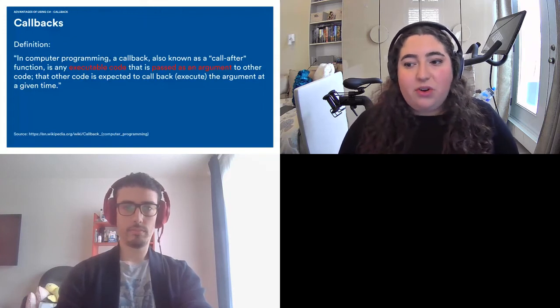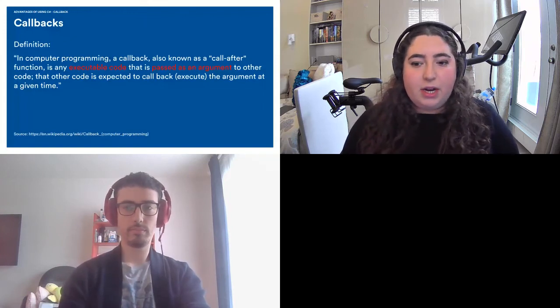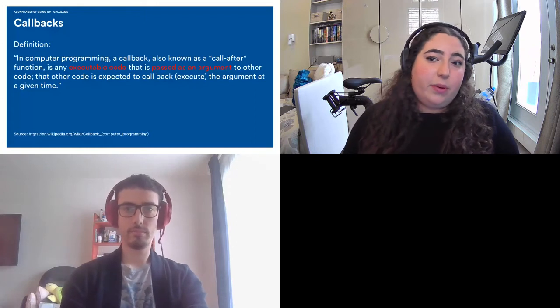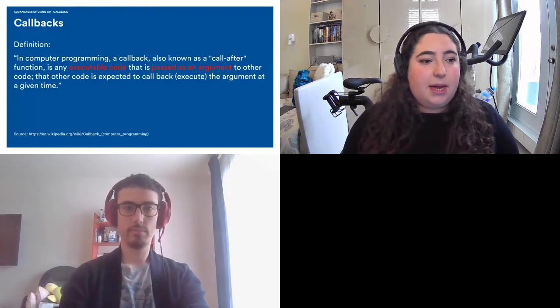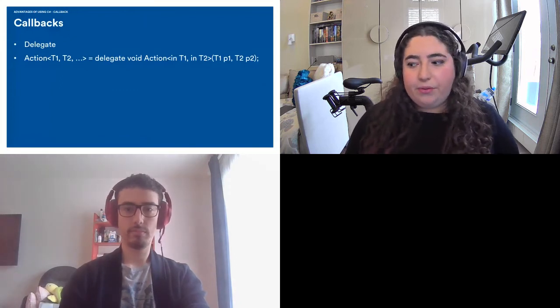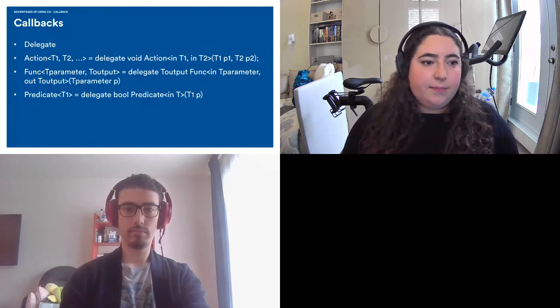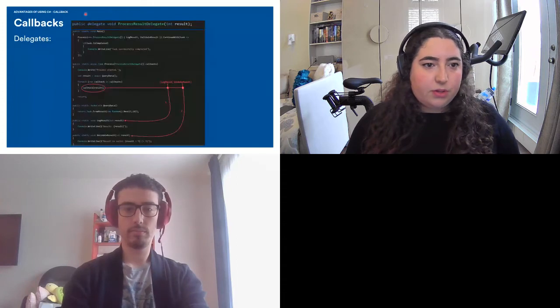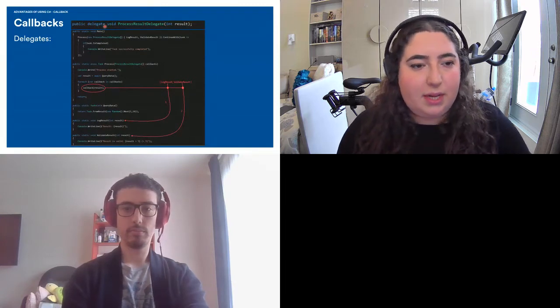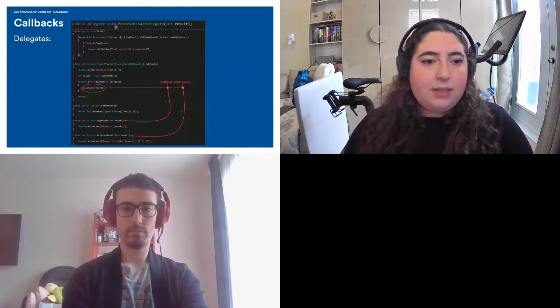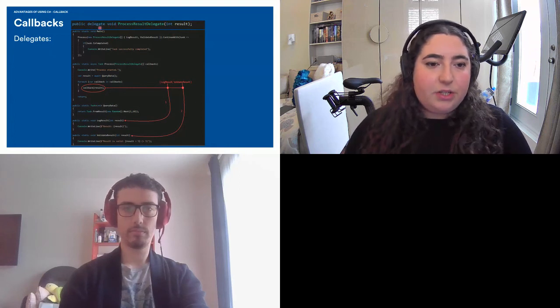So a callback doesn't need to know what it's doing, it just needs a signature. And there are multiple ways of doing callbacks. We have delegates, actions, functions, and predicates. I'm going to go over each one in more detail. So a delegate, this is what it looks like in the code. To declare a delegate, you have the keyword delegate, you pass a parameter, and you have your return type.